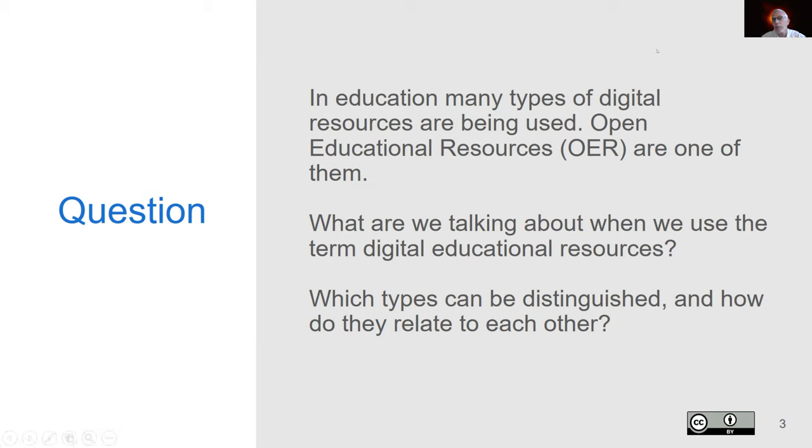So that's the context. We are not only talking about OER, but also about other types of resources. And we had the question, what are we talking about when we use this term digital educational resources? I don't know if any of you has ever noticed, but when you look for what is meant by digital education resource, it is very hard, or even impossible, to find a standardized definition. There is a lot written about educational resources, and some sorts of definitions come with it, but there is not one standardized definition. That makes it difficult to think about what is meant by OER, and whether there are other types of educational resources.